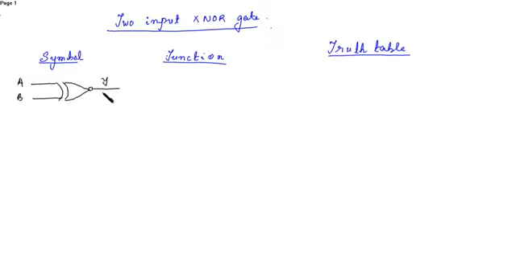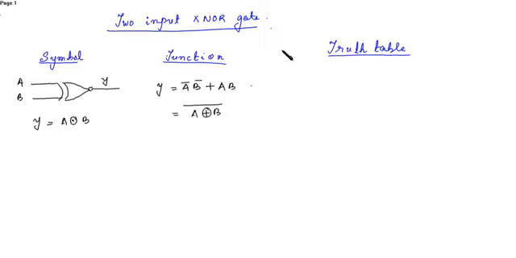This is the output Y. So Y is equal to A XNOR B. This is the symbol of XNOR. The function is Y is equal to A bar B bar plus AB. That is A XOR B whole bar.